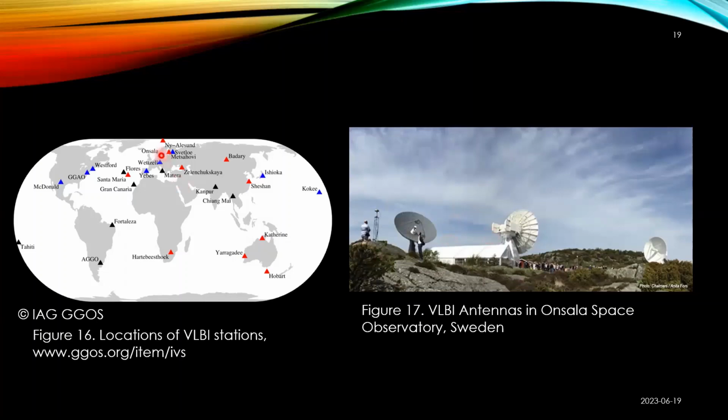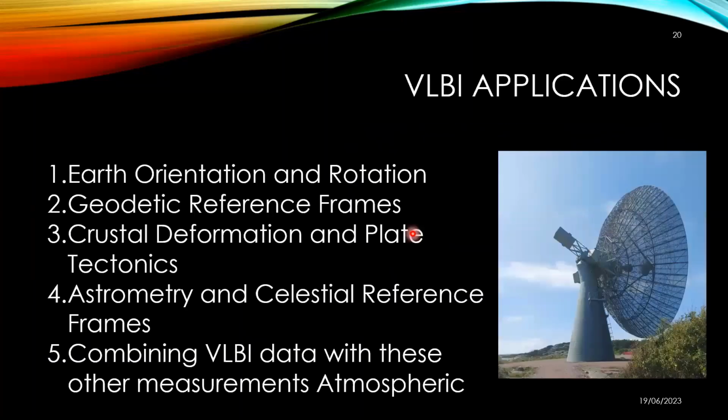Onsala is here. There are two relatively new radio telescopes there, and this one is rather old. The diameters are around, I think it's 7, I don't remember, 13 meters, something like that. For these two, this one is larger actually. And what is the point of that?